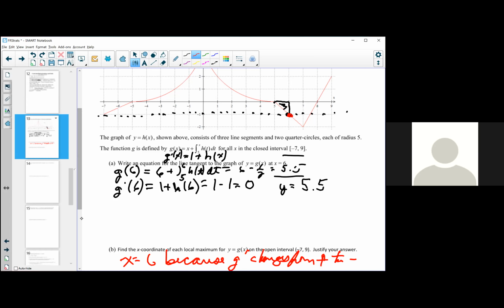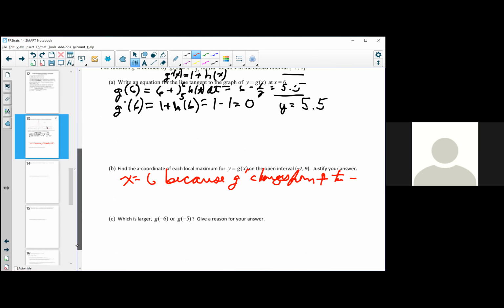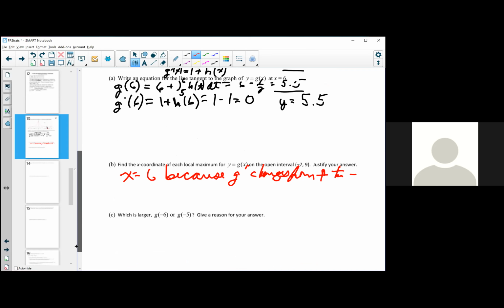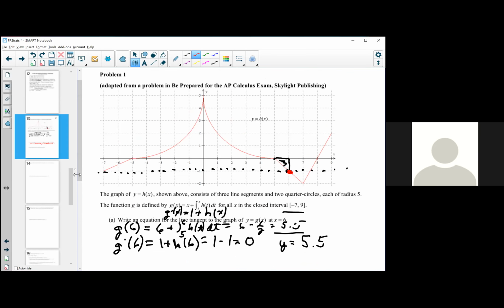Okay. So next, which is larger, g of -6 or g of -5? Give a reason. Well, I think it's really easy to get confused on a question like this because you might be tempted to think about answering this question by thinking about accumulation of area. But if you look at my graph of g prime, where we have this sort of imaginary x-axis, 1 plus h is the graph with the x-axis being the dotted line.